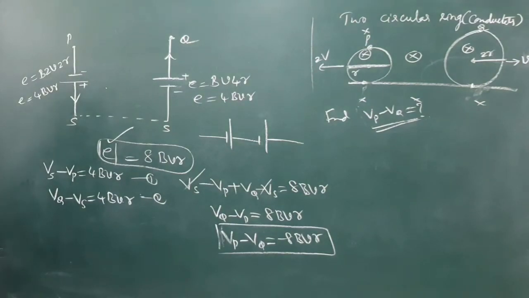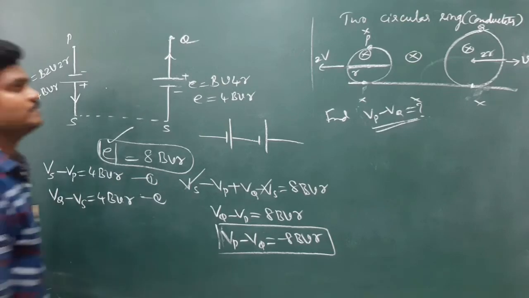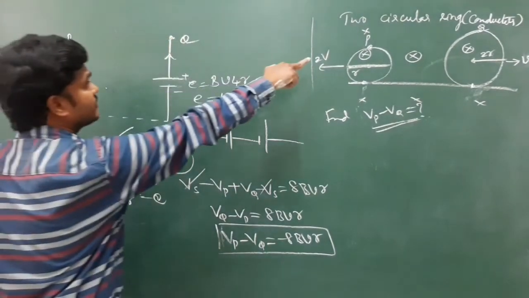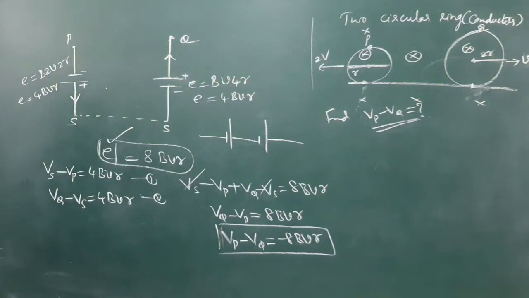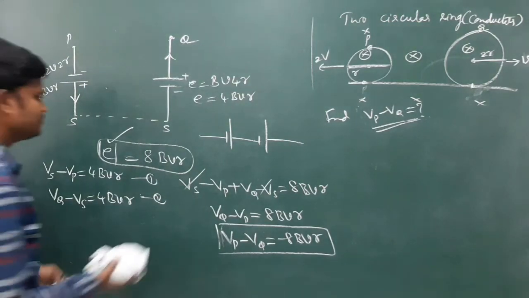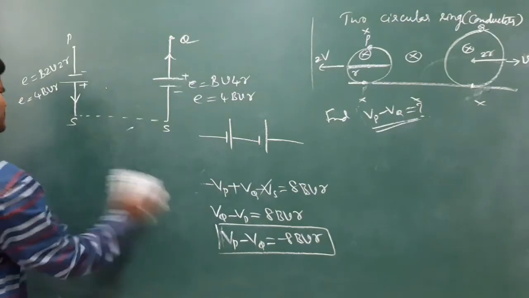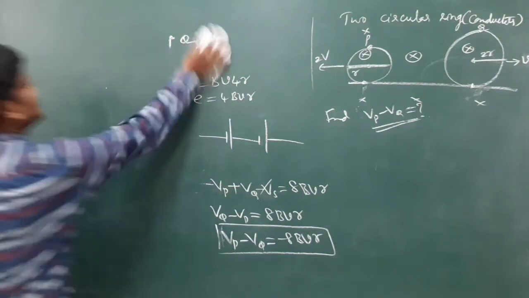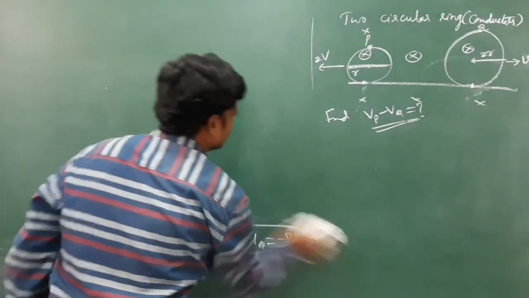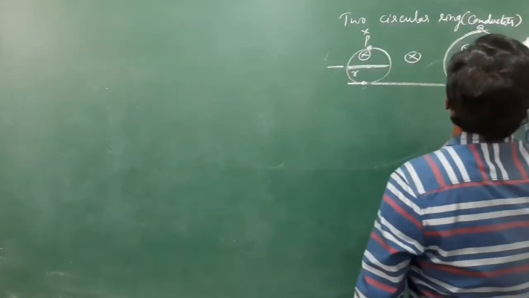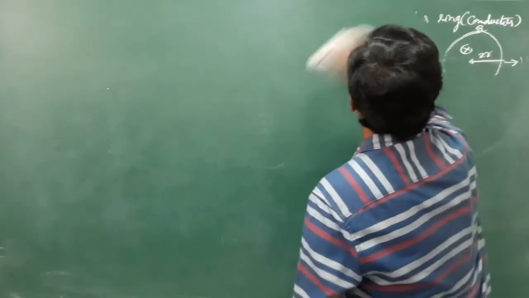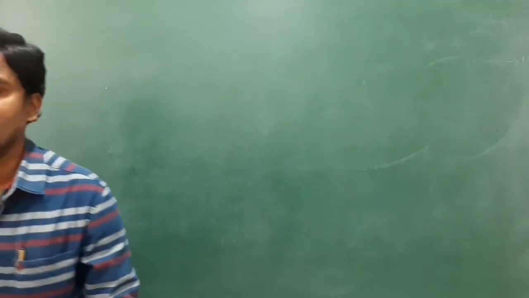So potential difference at the highest point of two circular rings. Because I have taken P here, you can take P and Q. Of course, the same answer you will get. So anyhow, see, one more good question. Next I am going to write one question now.